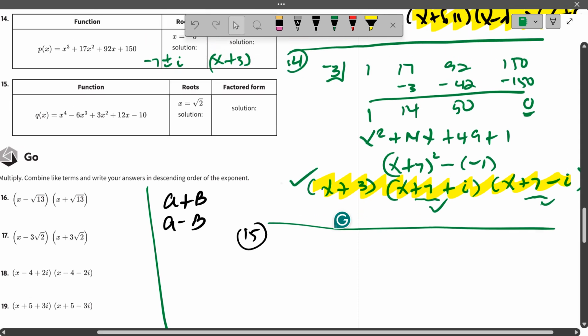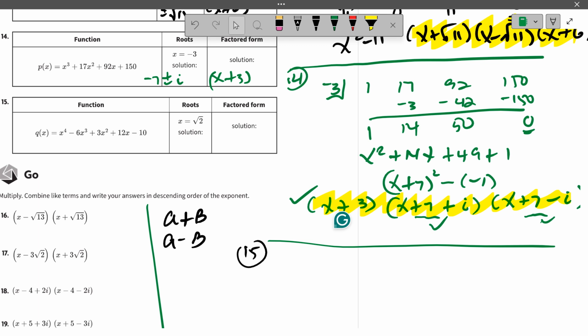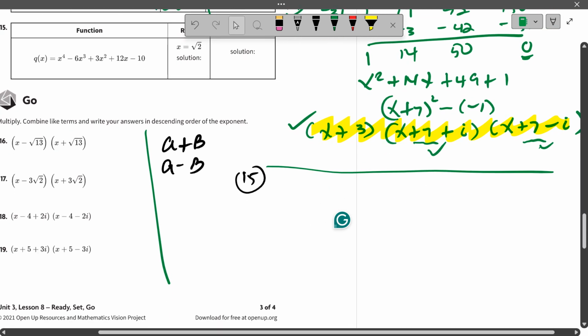We saw that up here on problem 14. We got negative 7 plus i. We also got negative 7 minus i. So imaginary numbers appear in conjugate pairs when you are dealing with a polynomial function with rational coefficients. That's important. The coefficients on all of these have been rational numbers. So what I'm going to do here, it's going to require me to do a lot more work, unfortunately.